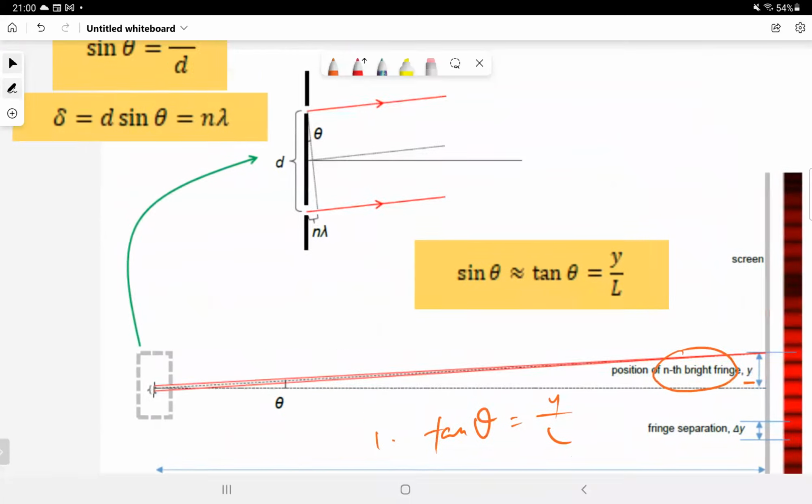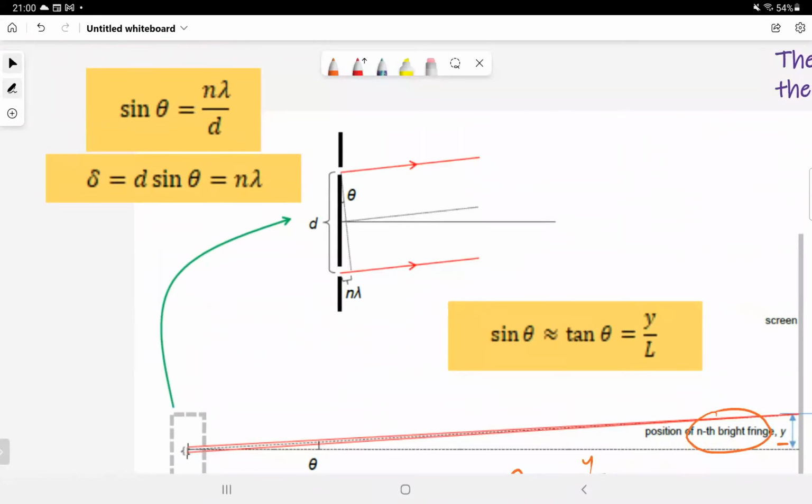Next thing you can say is, let's zoom into the slits. You see, these two slits carry waves arriving at a point which is bright. So we know that these two paths will have a particular phase difference that gives rise to constructive interference. So this path difference has to be equal to n lambda.